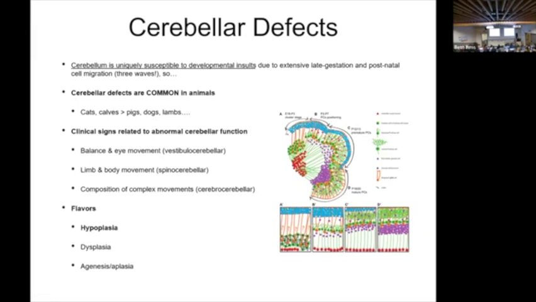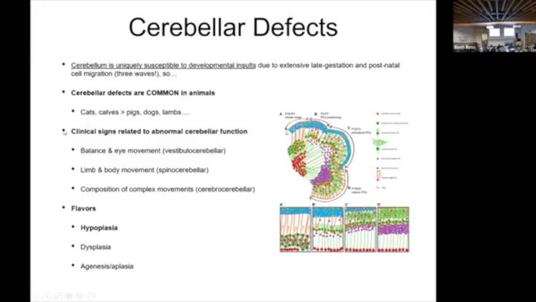All right, cerebellar defects. The cerebellum is uniquely susceptible to these developmental defects because there's a lot of late gestation and even postnatal cell migration. It occurs in 3 different waves. So cerebellar defects are extremely common in animals. This is kind of the frequency. Cats are kind of the one we always think of and see in all the YouTube videos.